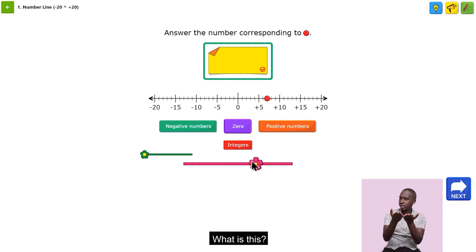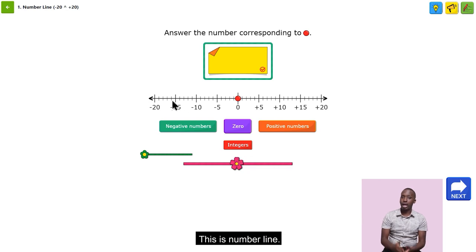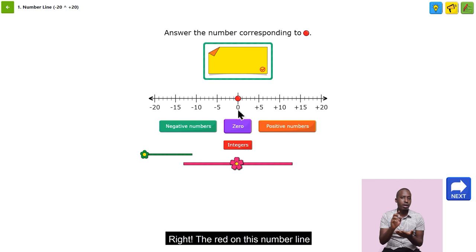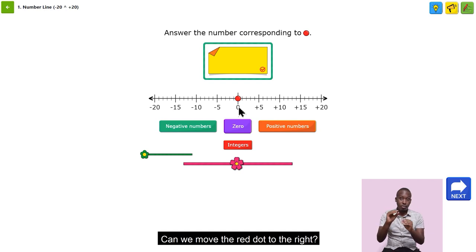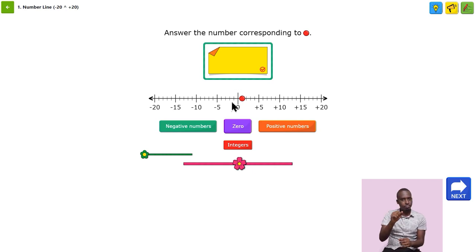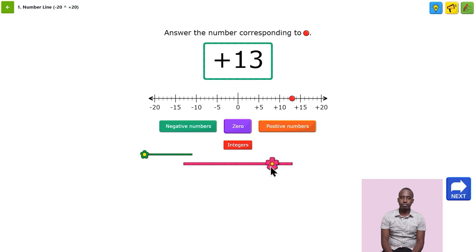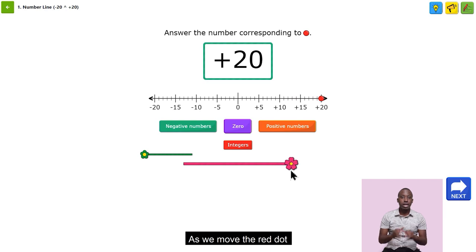What is this? This is the number line. The red dot on this number line is on which number? Right, the red dot on this number line is on number 0. Can we move the red dot to the right? We move the red dot to the right. Follow very careful. As we move the red dot from 0 to the right, the number becomes bigger.